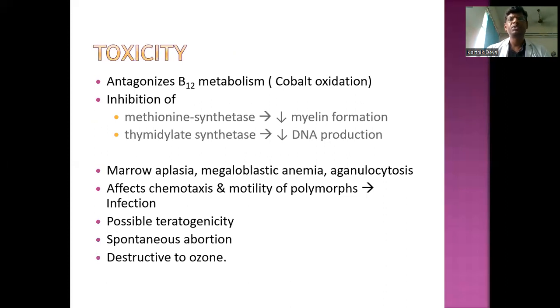Toxicity: it antagonizes B12 metabolism, that is cobalt oxidation, thereby leading to inhibition of myelin formation. Methionine synthesis is decreased, thereby decreasing myelin formation. Thymidylate synthesis is decreased, thereby decreasing DNA formation. Also, toxicity of nitrous oxide includes marrow aplasia, megaloblastic anemia, and leukocytosis. It also affects the chemotaxis and motility of polymorphs, leading to infection. Possible teratogenicity and spontaneous abortion, due to decreased DNA formation and myelin formation, and it is destructive to ozone.